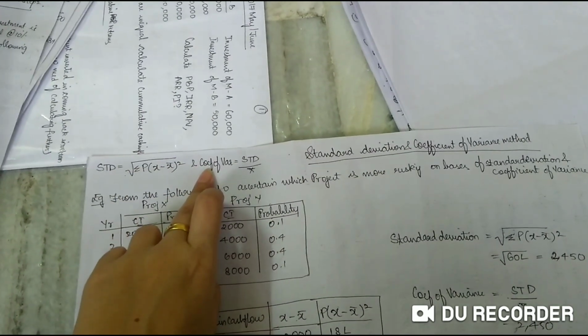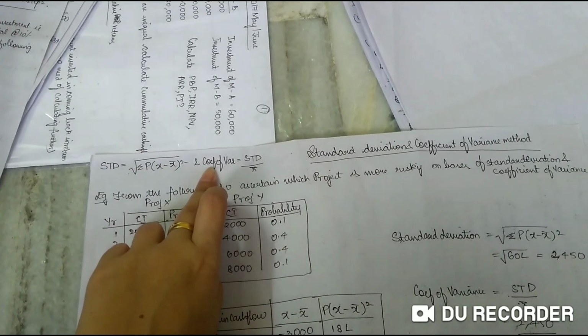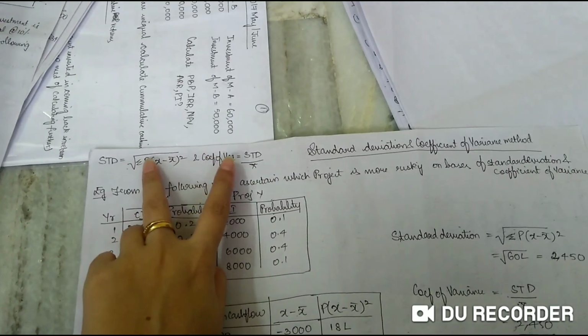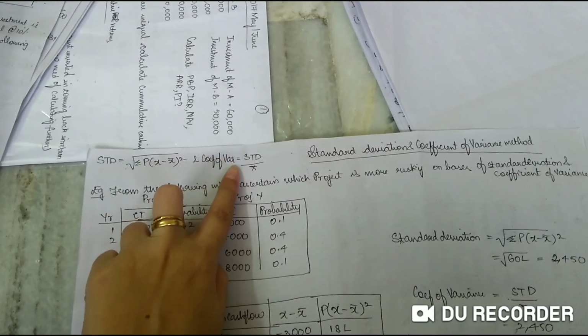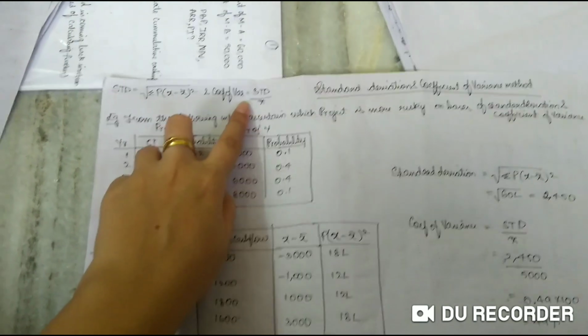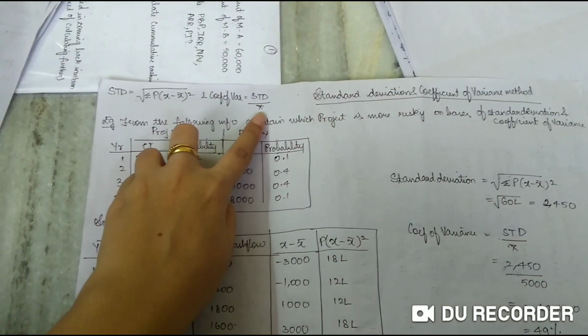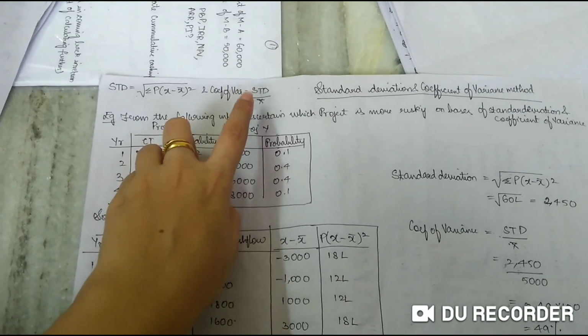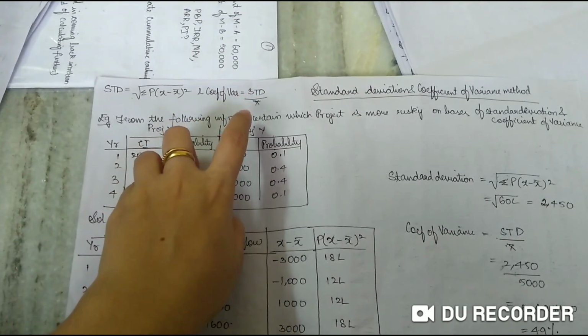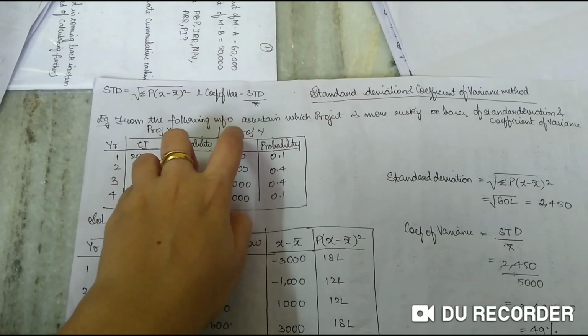Now what is coefficient of variance? Coefficient of variance is nothing but standard deviation, after you calculate your standard deviation, divided by X bar, which is already calculated. That is, what was X bar? X bar is nothing but sum of all the certain cash inflows.